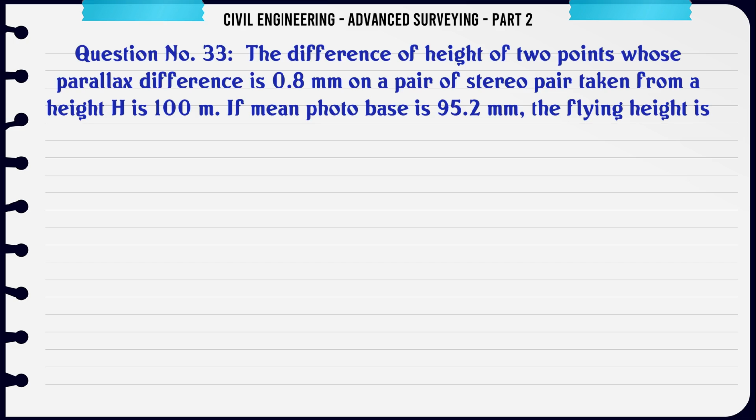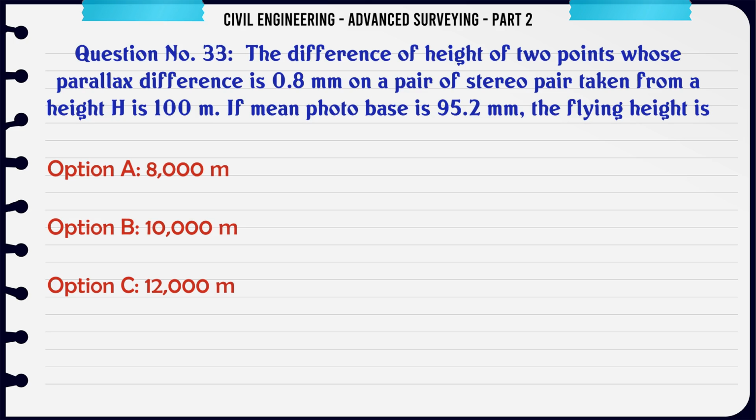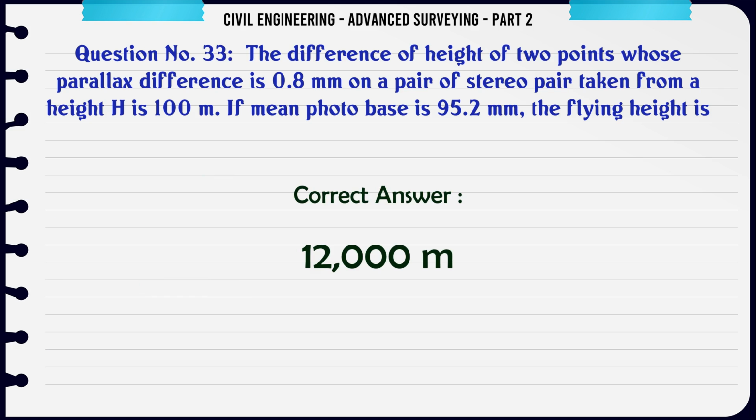The difference of height of 2 points whose parallax difference is 0.8 mm on a stereo pair taken from a height h is 100 m. If mean photo base is 95.2 mm, the flying height is A. 8000 m, B. 10000 m, C. 12000 m, D. 14000 m. The correct answer is 12000 m.